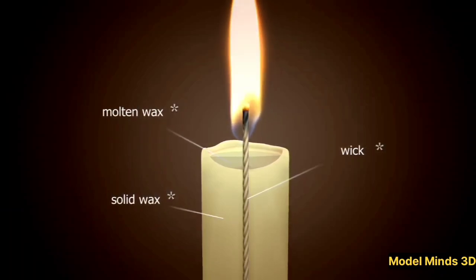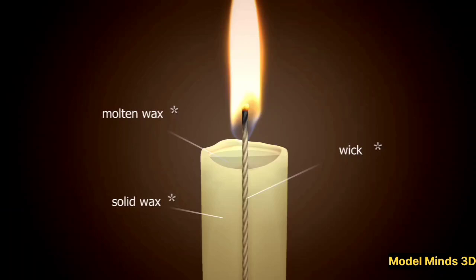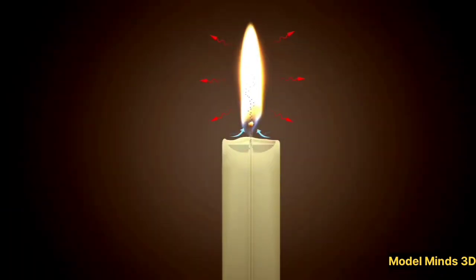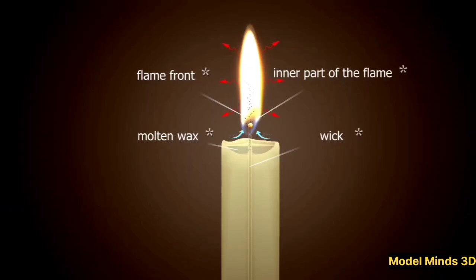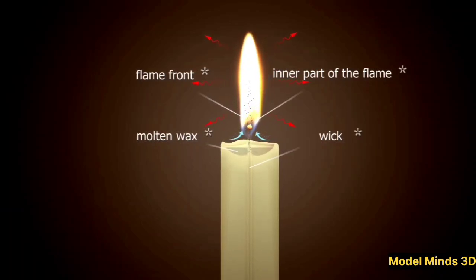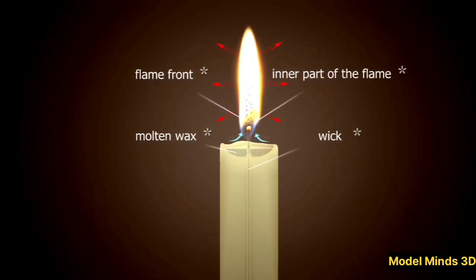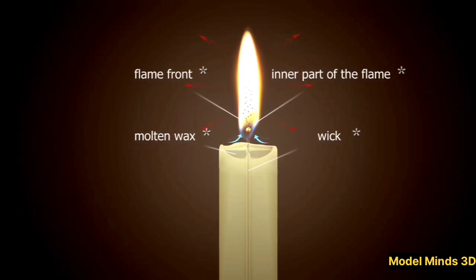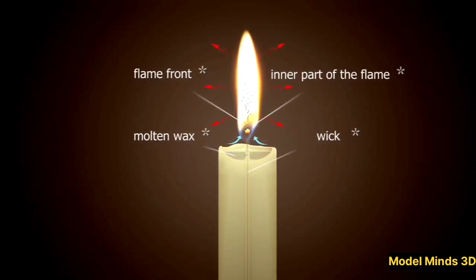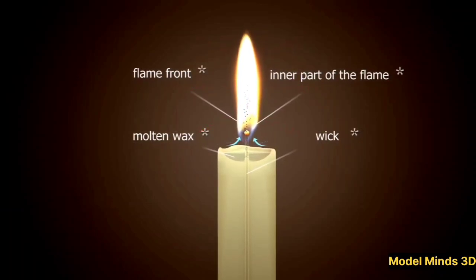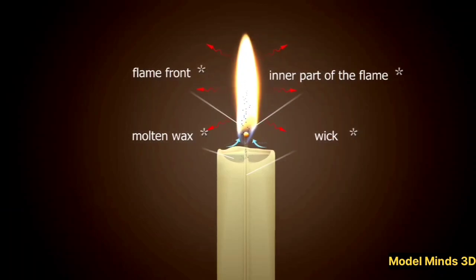The wick plays a crucial role in candle burning. When you light the wick, the heat melts the wax near the top of the candle. This liquid wax is then drawn up the wick through a process called capillary action. Think of it like a straw sucking up liquid. The wick pulls the melted wax toward the flame.